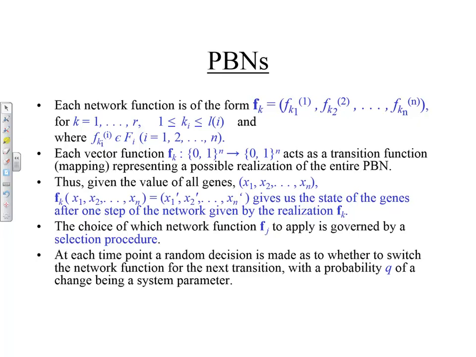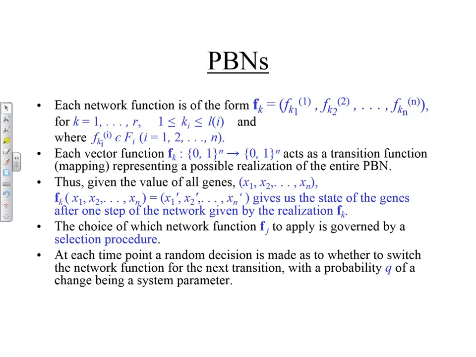So each network function will be of this form, right? So you would have selected a predictor for each of these genes, right? F1,k1, F2,k2. So among all the predictors for gene 1, you selected one of them. All the predictors for gene 2, you selected one of them, and then you got the set of all the predictors for the different genes in the network, right? So each vector function Fk, which maps basically {0,1}^n to {0,1}^n, acts as a transition function or mapping representing a possible realization of the entire PBN.